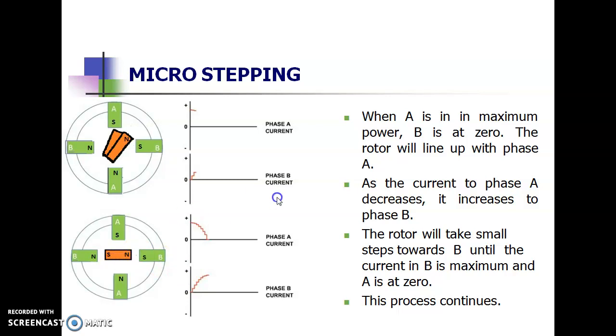So this process is continuous. This is called micro stepping. For getting a very small step angle, we go for micro stepping by using two sine wave currents. One is given to A and another one is given to B. By that we get the micro stepping.